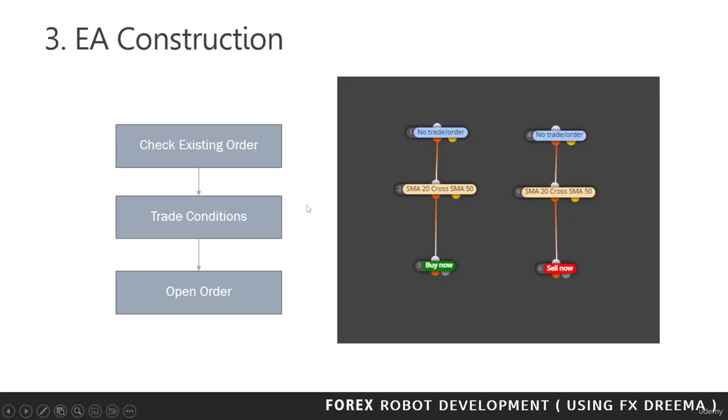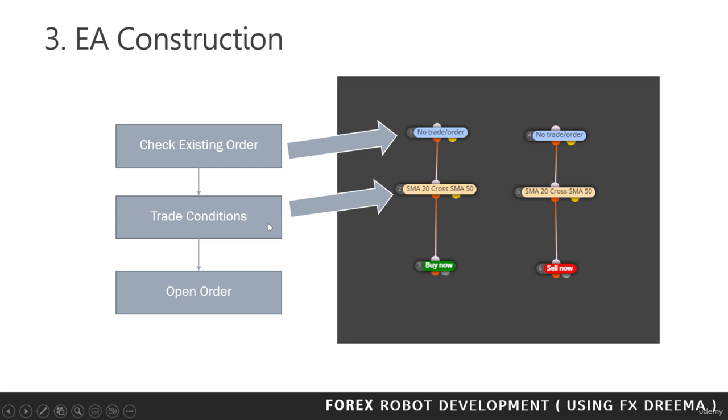In this example, the right side is a simple IA written in FXDREAMA. I will compare it with the main structure introduced a moment ago. First step, we check that there is no order open. If yes, we will do the next step. If no, end of the process. This is the first part, the check existing order process.